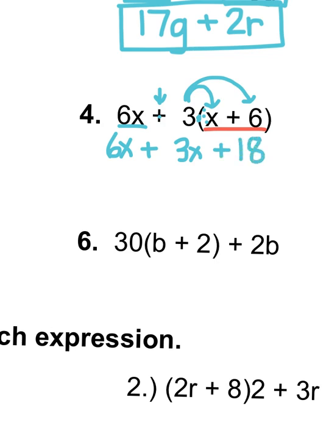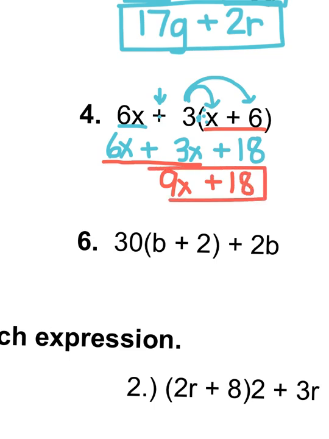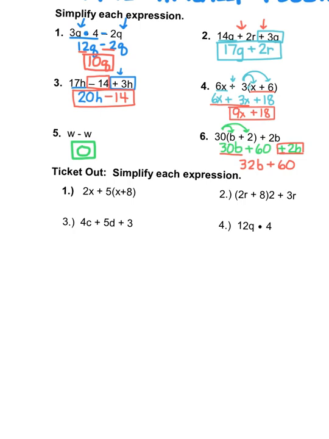Now we're going to look for like terms. We have 6x here plus 3x. That would be 9x plus 18. And that is as simple as we get because we cannot combine 9x and 18. Try number 5 and 6 on your own. The lesson is yours. Please go practice assignment 1-5.